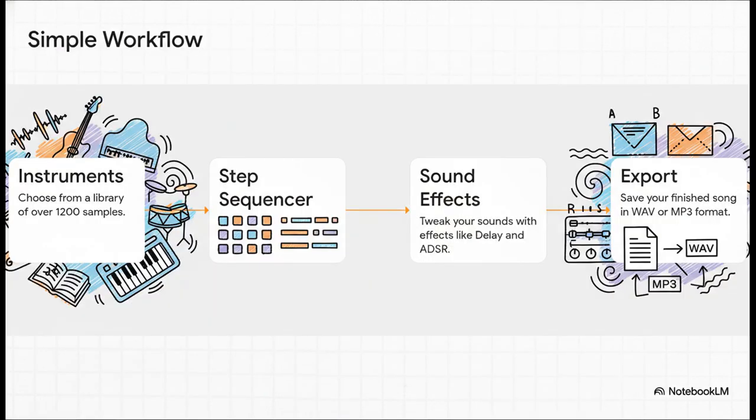So the whole process really breaks down into these four simple steps. You pick your sounds from that giant library, you build your patterns with the step sequencer, then you start tweaking. Add some echo, maybe shape the sound so it fades in slowly or cuts off sharply, and when you're done, you just export it as a high-quality audio file. It's a straight shot from an idea in your head to a finished song.